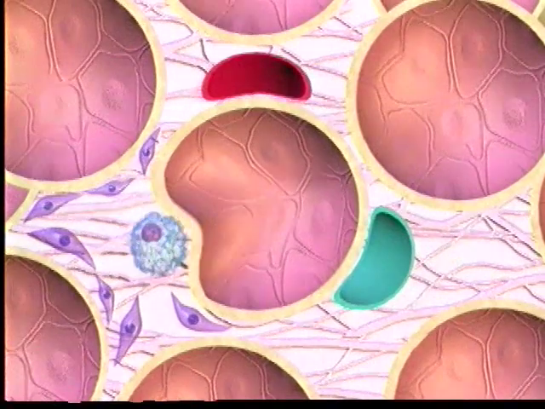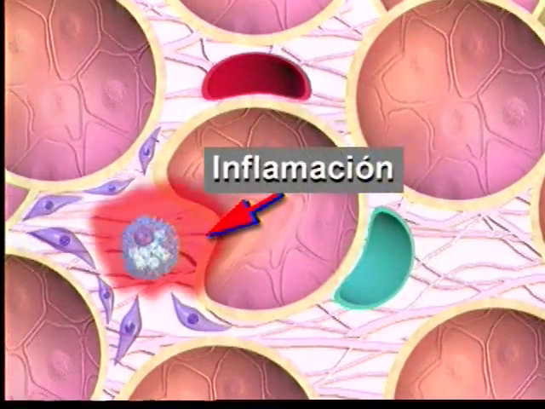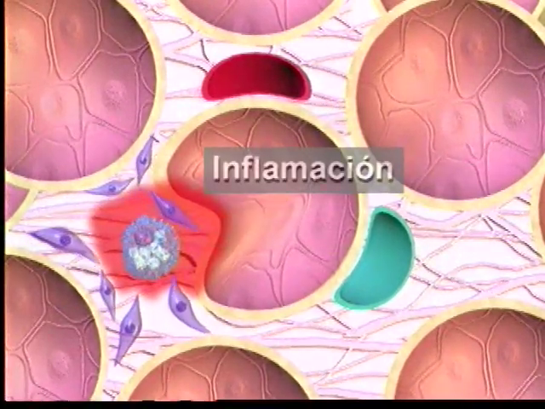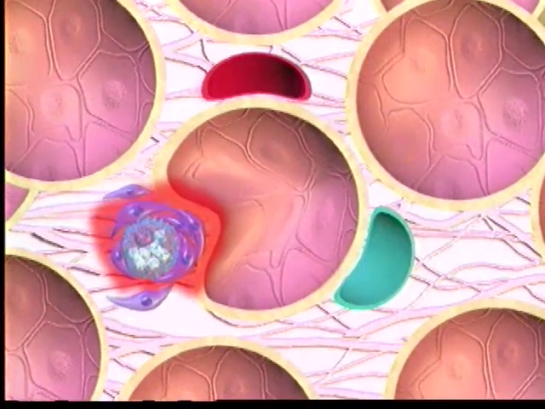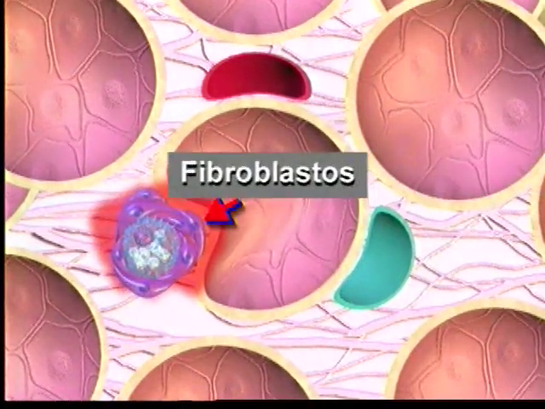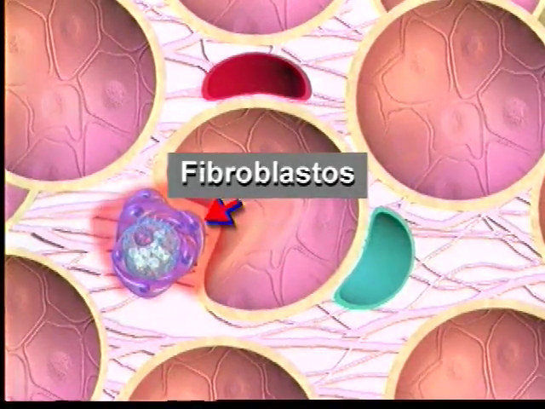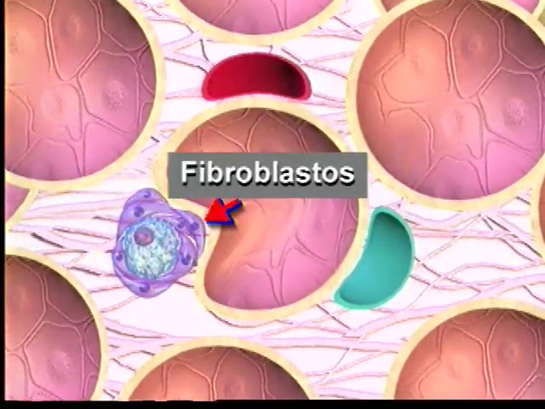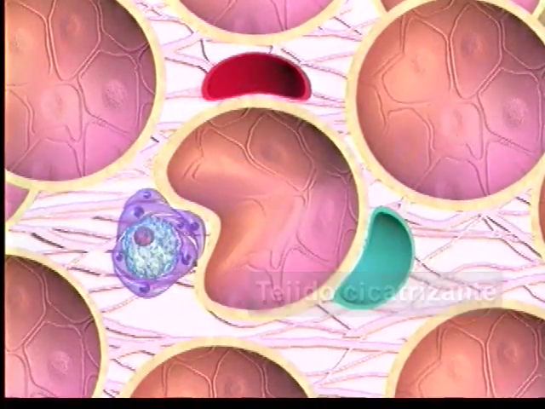Al irse acumulando el polvo, las paredes de los macrófagos sobrecargados se rompen y dejan escapar fluidos que terminan por provocar una inflamación. Esto provoca que otras células de los pulmones penetren en el área de la inflamación. Esas células, llamadas fibroblastos, tratan de separar o de rodear a las partículas de sílice en un esfuerzo por proteger al pulmón. Para ello forman un tejido cicatrizante que sirve para aislar a las partículas de sílice.